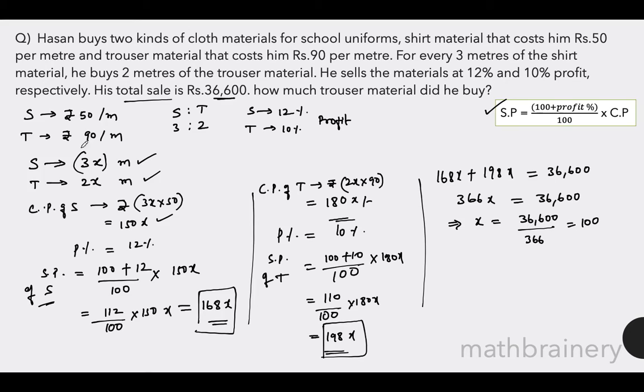So when x is 100, what is the length of the shirt material? It is 3x meters, that is 3 into 100, which is 300 meters, and length of the trouser material is 2x meters, that is 2 times 100, which is 200 meters. So what is asked in the question? How much trouser material did he buy? 200 meters. Let's look at the next question.